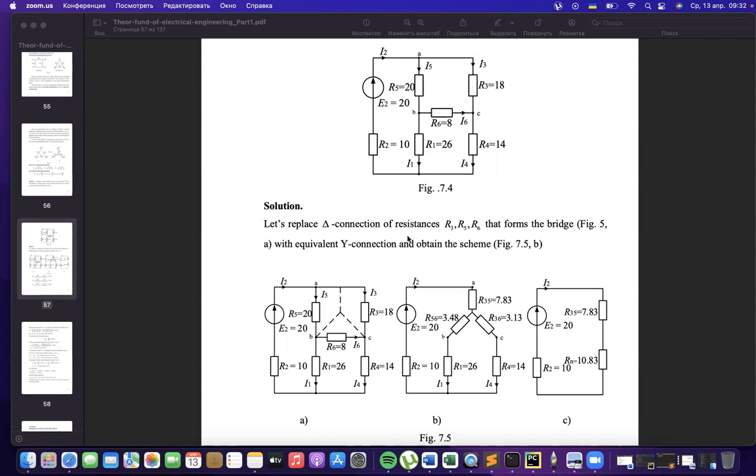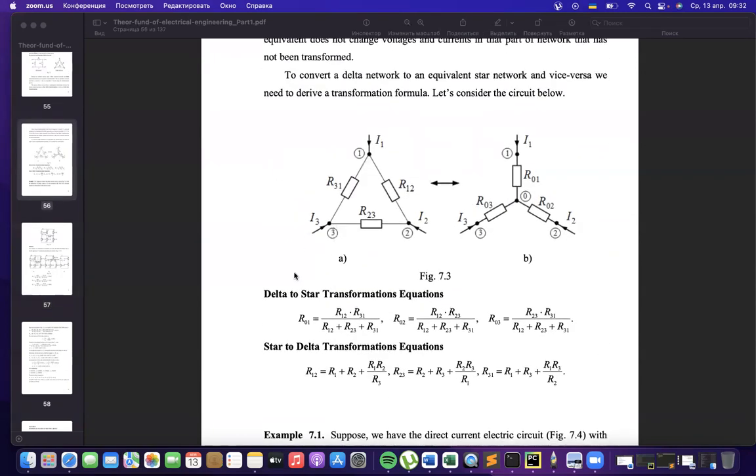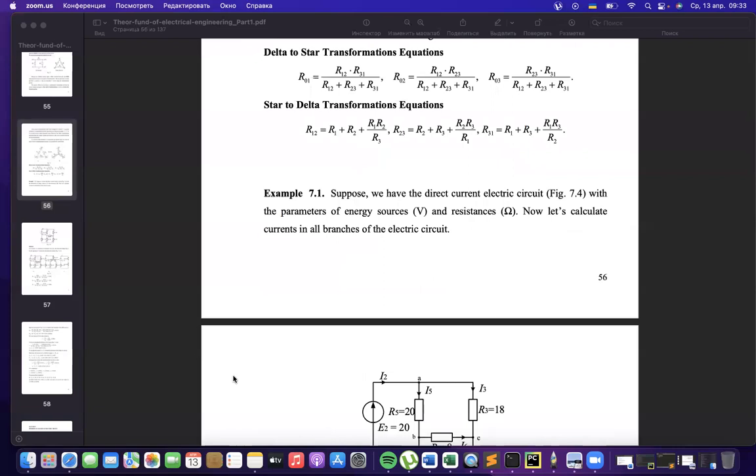We have direct formulas of this transformation. For delta to star transformation, for this case, we have this part of the formulas. And for the reverse transformation from star to delta, we have the second type of formulas. Just using them and obtaining new numbers. Let's see how it is working.